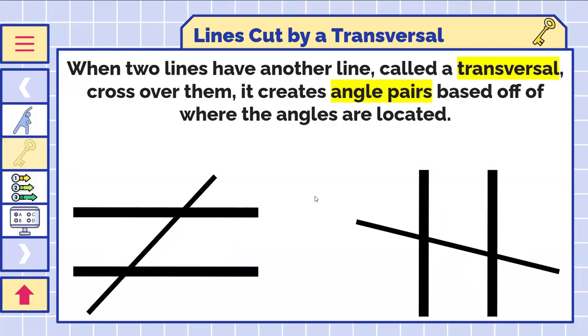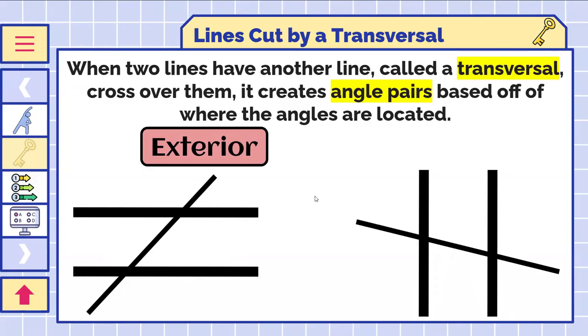So the first location we're going to talk about is exterior versus interior. So exterior is kind of the name. It's going to be on the exterior or the outside. Outside of what? It is your two lines. Normally they're parallel, not always. They're two lines going the generally same direction. And the exterior is, well, the outside of those two lines.